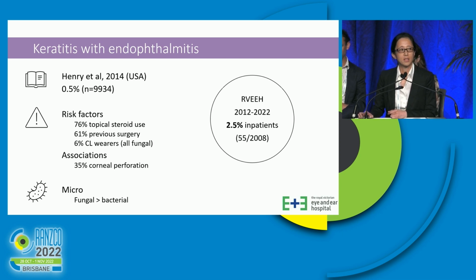I haven't formally done a proper study looking at the data, but in preparing today's talk, I got the data for the last 10 years of all our inpatients who had keratitis. And 2.5% of these 2008 patients also had a diagnosis of endophthalmitis. This is, of course, higher than the 0.5% from the Bascom Palmer study, mostly because it's only our more severe cases of keratitis that end up being admitted.